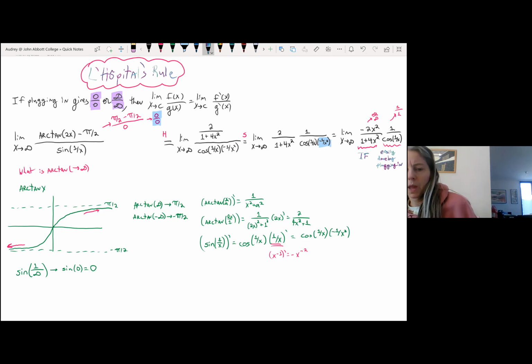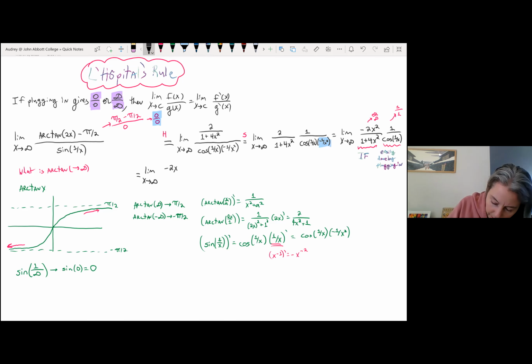So what I'm going to do is I'm going to remember my limit rules from last semester and separate this into 2 different limits that are more easily manageable. So in other words, I can actually distribute limits inside of multiplication. So I'm going to have a limit of negative 2x squared divided by 1 plus 4x squared times the limit as x approaches infinity of 1 over cosine of 1 over x. So here what I just did is separated this into 2 different limits that are more easily manageable.